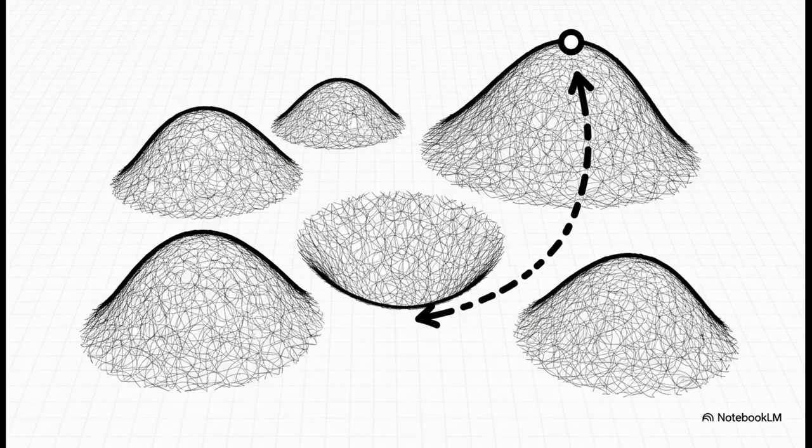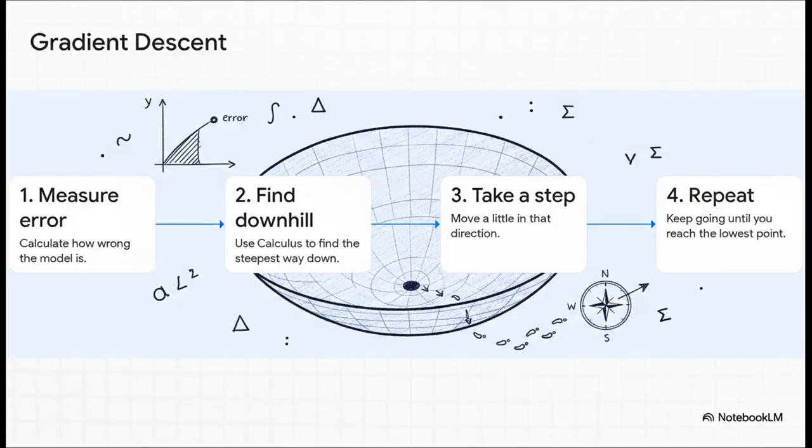The best way to picture this is to imagine you're standing on a foggy hillside, and your only goal is to find the very bottom of the valley. This whole process is called gradient descent. So at every point, you check your elevation. That's your error score. Then, and this is the cool part, you use calculus to figure out the steepest direction down from where you are.